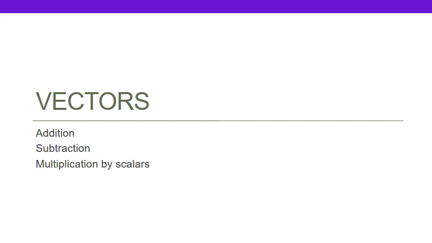In a previous video, I introduced what vectors are and what properties they have. In this video, I'd like to introduce the three main mathematical operations we can do with vectors. These are the operations you'll see come up most frequently. And that's the addition of two vectors, the subtraction of two vectors, and multiplying a vector by a scalar.